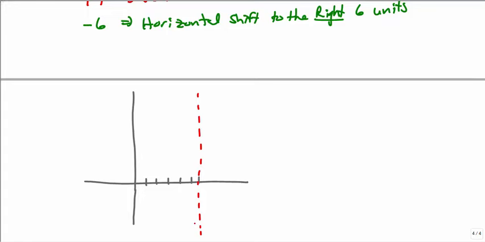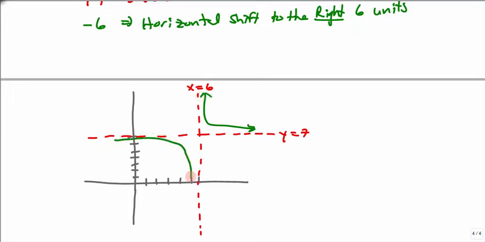Now my old horizontal asymptote was at y equals 0, but I moved it 7 units up. So my new horizontal asymptote will be right here. So this is at y equals 7. This was x equals 6. And now my graph is the same shape. It's just moved up in this area with the new horizontal and vertical asymptotes.